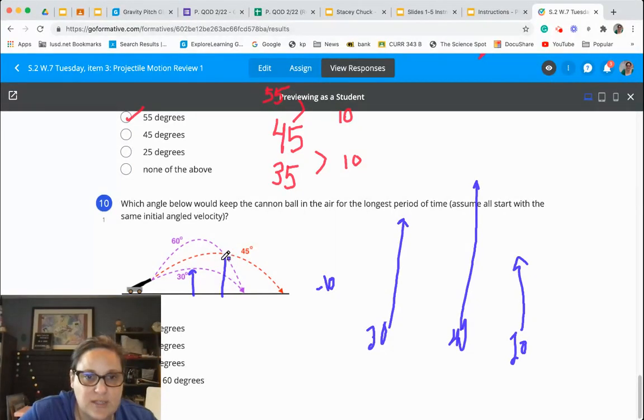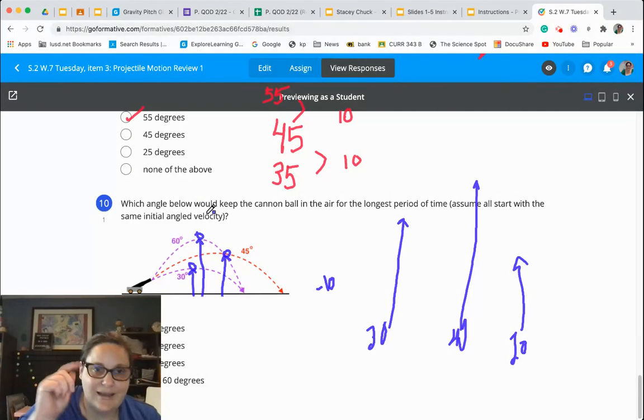Looking at the pictures here, if we draw an arrow from the baseline to the top of the peak of each curve, it shows that at 60 degrees, it travels the highest, which means it was traveling the fastest in the vertical direction initially, and it takes longer for it to stop. All of these decrease their velocity until they get to 0, and then they come back down. Because this one is higher, it was in the air longer. Which one would be in the air for the longest period of time? That would be 60 degrees. It was in the air the longest because it traveled the highest.